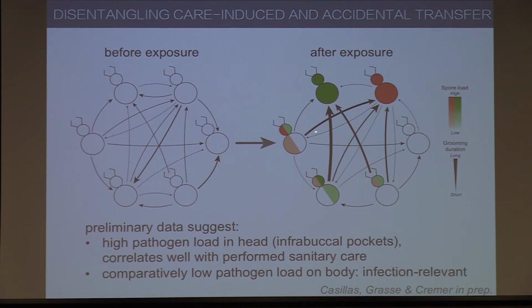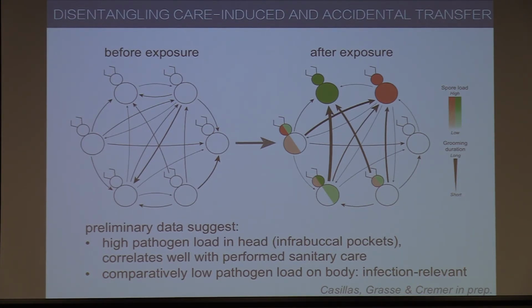So, for example, this individual has groomed the red ant a lot and the green ant only a little. And we can see a much higher representation of red spores in the infrabuccal pellets than of the green spores. And here the opposite is true. You can see more green than red after very much allogrooming of the green individual.